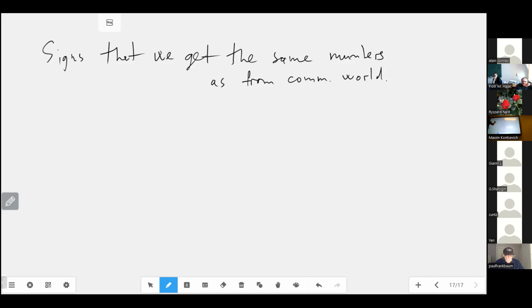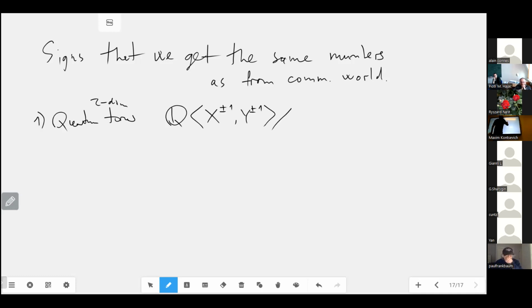That's a two-dimensional quantum torus, and by this I mean the following algebra: the algebra generated by two invertible elements, with the relation xy = q yx, where q is some rational number. So I get this guy.